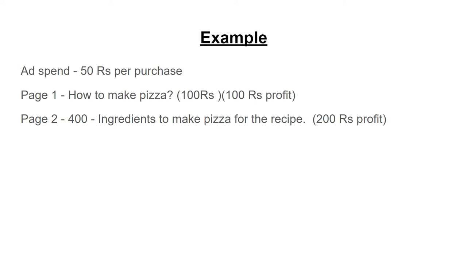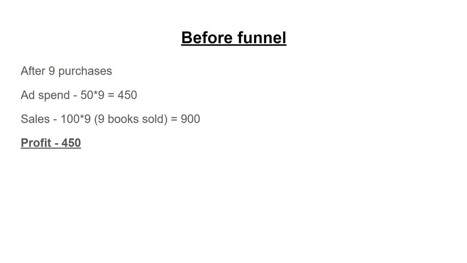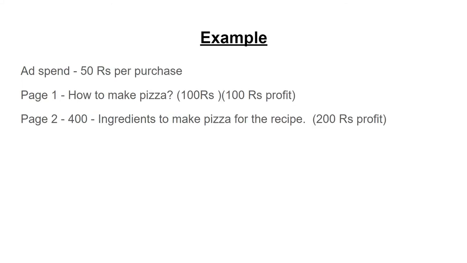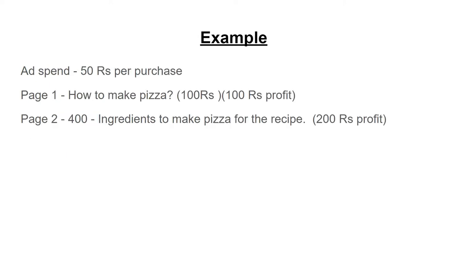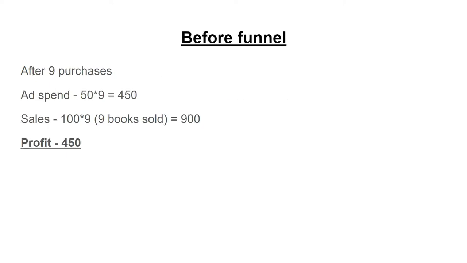Okay, so now let us understand what the differences are before a funnel. Before a funnel we are selling only this particular ebook of how to make a pizza. So let's say we have 9 purchases, the ad spend would be 450 rupees and the sales would be 900 rupees, but the profit would be 450 rupees because we have already spent 450 rupees on ad spend.